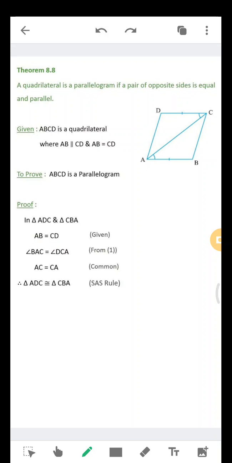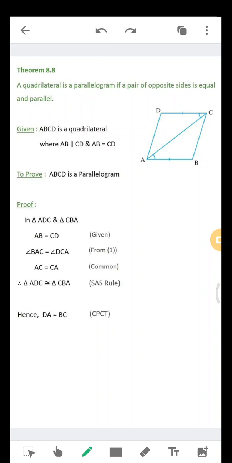Then I can say AC is common. AC is equal to AC. So this is equal to this. This angle is equal to this angle. They are alternate and AC is common. So which rule did we use here? We used SAS rule. So by SAS rule we can say that these two triangles are congruent. Triangle ADC is congruent to triangle CBA.